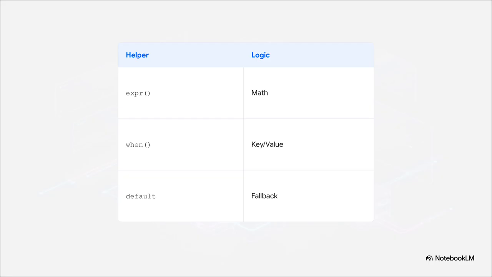To actually pull this off, Burr provides pre-documented condition helpers. First up is expr, which lets you do expression-based evaluation. Super handy for mathematical logic, like checking if epochs are greater than 100. Second is when, which gives you a really clean key-value style matching right against your state variables. And finally, there's default, which acts as your ultimate fallback safety net if absolutely no other conditions are met.